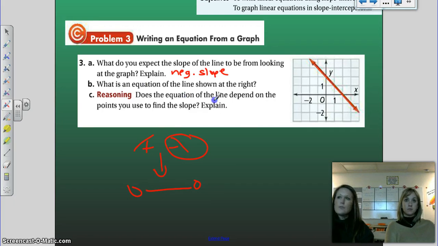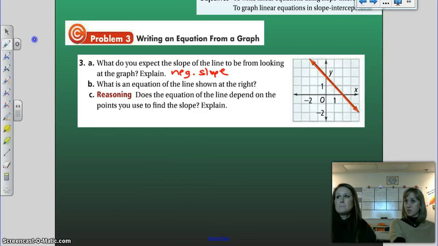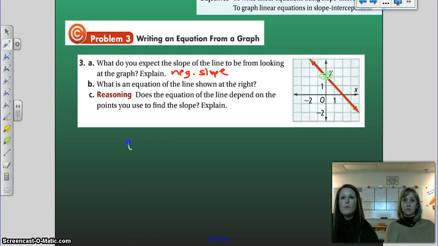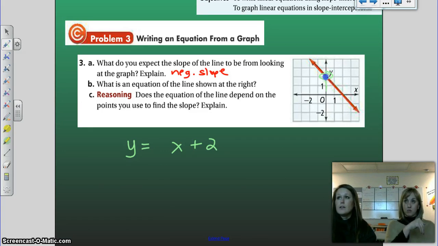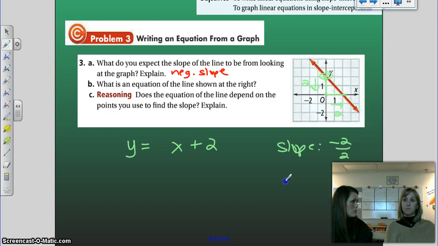What is an equation of the line at the right? All right, so let's look. You told me to always start with the y-intercept. My y-intercept is right here at 2. So I've got y equals something x plus 2. It is a positive 2. And I'm going to find my slope. So it goes down 2 over 2. Let me write this. Slope is down 2 over 2. Okay, so that simplifies to -1.